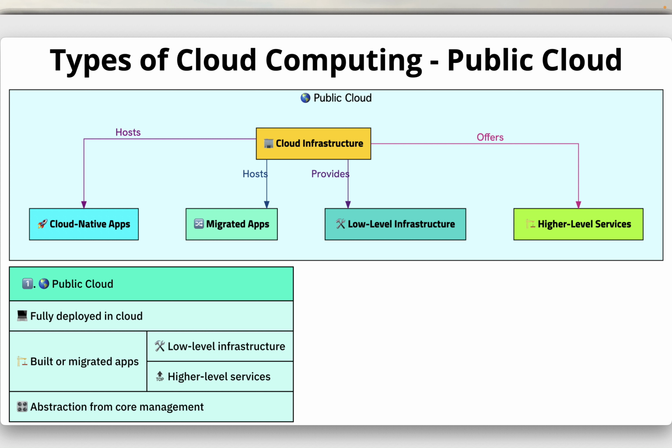So this is fully deployed in the cloud. Applications run entirely on the cloud infrastructure. This includes apps either built in the cloud or migrated from existing infrastructure to leverage cloud benefits. Cloud applications can utilize low-level infrastructure or high-level services for abstraction from core infrastructure management.